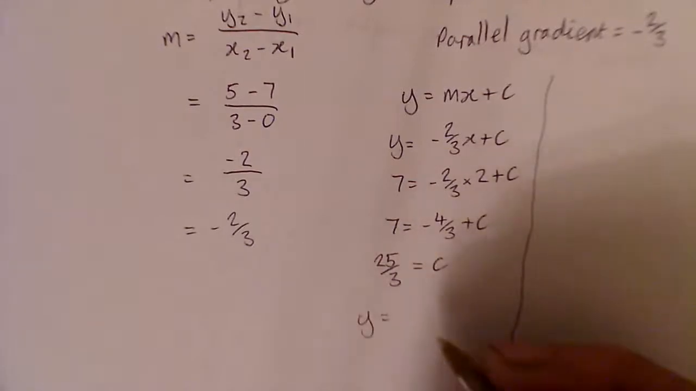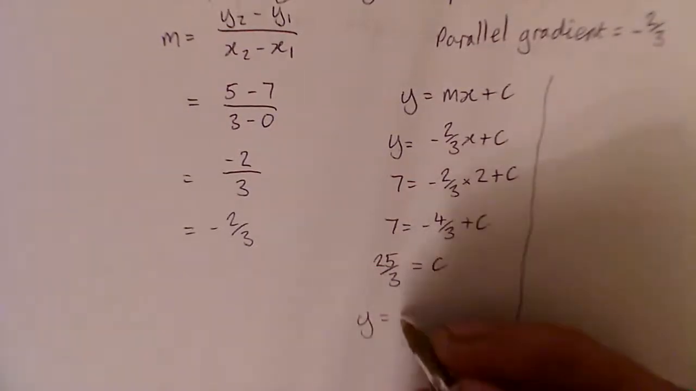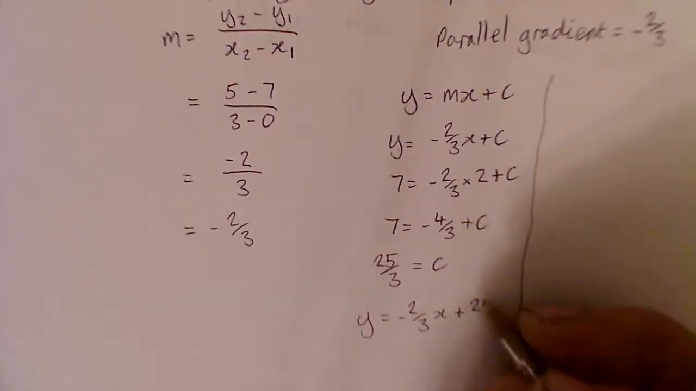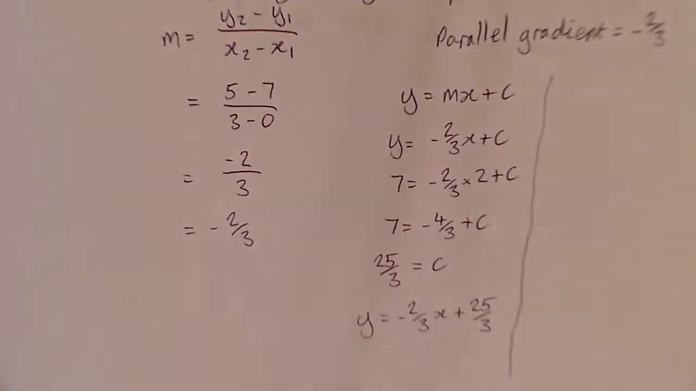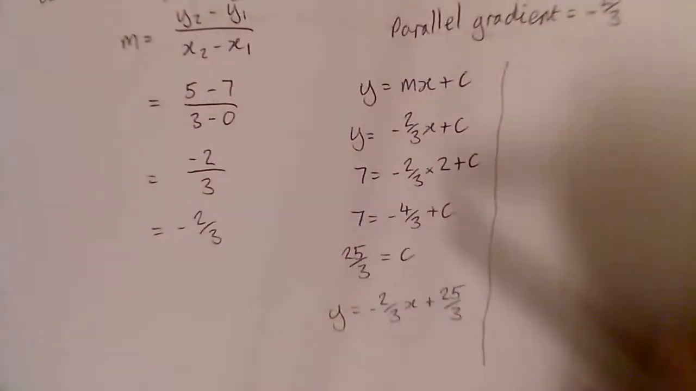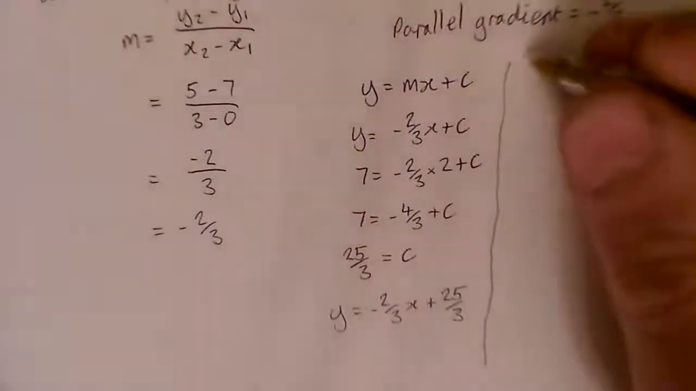So our line equation is y equals, the gradient is minus 2/3 x, plus 25 over 3. So we've worked out the y-intercept of this line we're interested in as well.